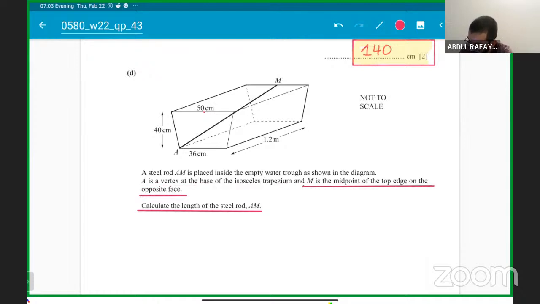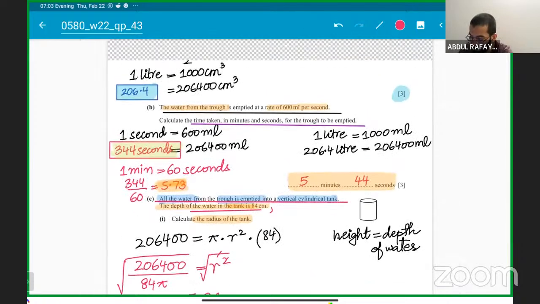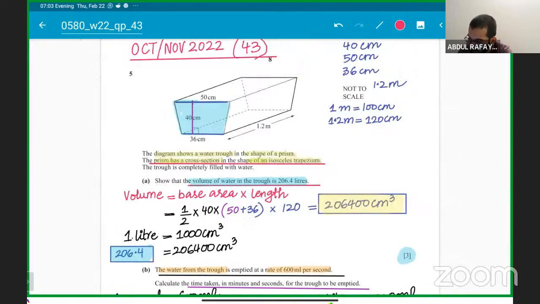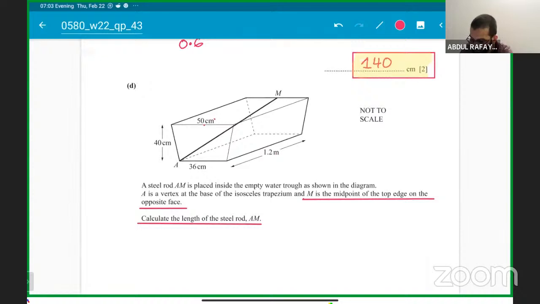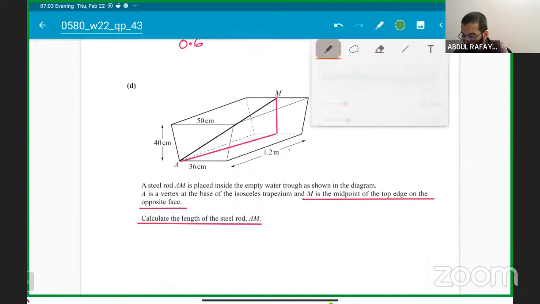A is a vertex. It's the same diagram, guys, they are just changing it. You can see 50, 36, 40 centimeter and 1.2 meter. You just have to work it out again. The same thing: this will be the height and this will be the triangle forming here. Everyone got it?